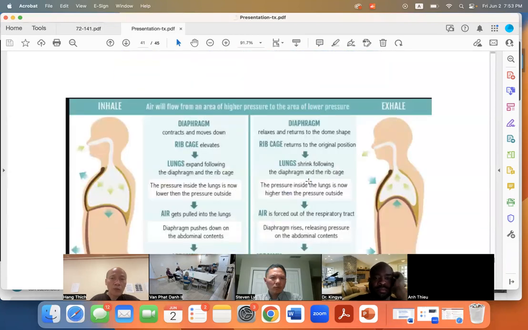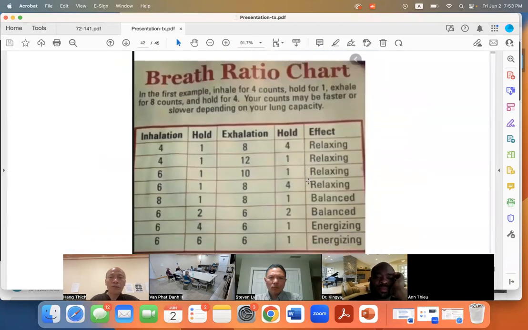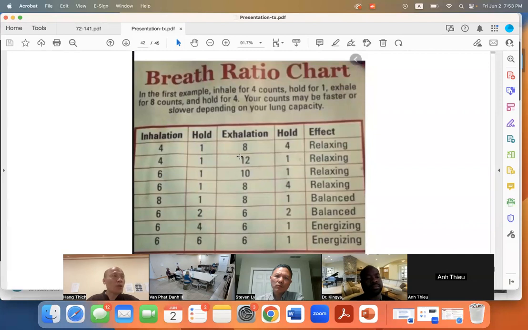Let me move this up right here. This is just the breath ratio chart. Some people count inhalation 4, hold 1, and so forth. But in the Zen tradition, you don't need to hold anything. You just inhale and exhale in a natural way. When you inhale completely, that's the turn for your exhalation. You don't need to hold. None of the Buddhist styles I've ever trained in have encouraged that.